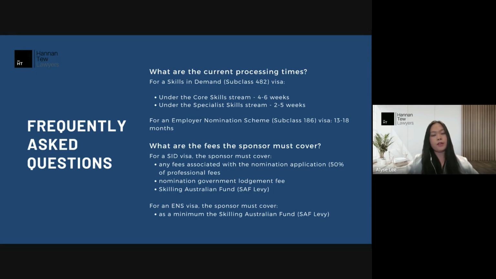For the 186 visa, it is less restrictive. The sponsor must cover as a minimum the Skilling Australians Fund levy only, which is the $5,000.